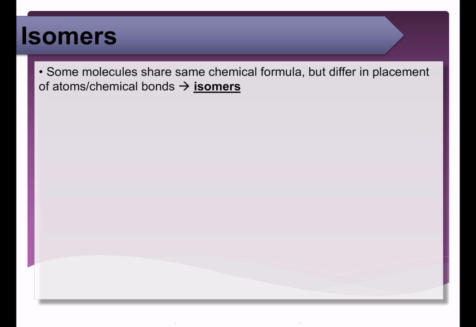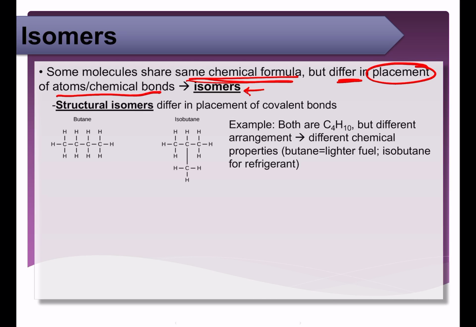And while we are on the topic of chemical geometric shapes, some chemical molecules can share the same chemical formula but differ in the placement of atoms or chemical bonds. These are known as isomers. There are three main types of isomers that we will talk about in this particular chapter, and you'll learn about more isomers that can exist in chemical molecules in chemistry, I'm sure.